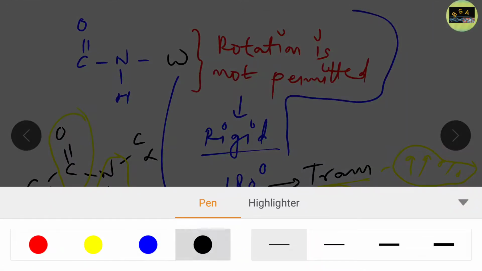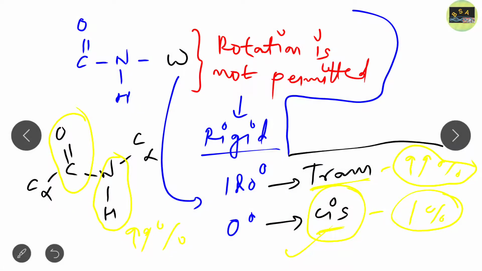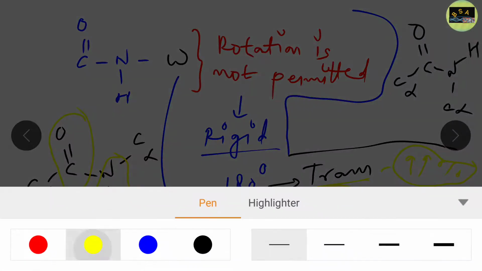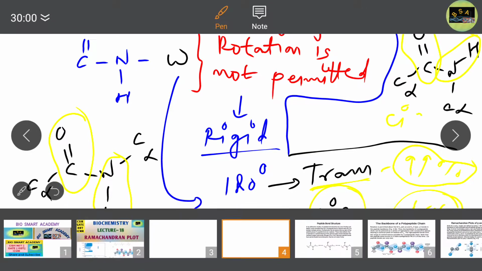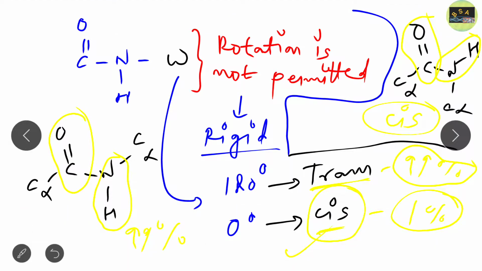While if you look at the structure of cis, you will find that the structure looks somewhat like this, that is C alpha, C, N, H, C alpha. If you look at this structure, you will find that the CO bond and this NH bond are present on the same side. So this is a cis structure, and due to this there is a chance of steric hindrance in this angle omega, and due to this the structure is less favorable. Okay, I hope students you get my point.